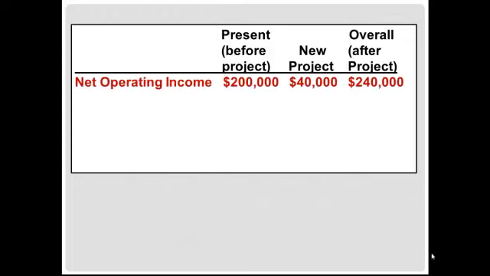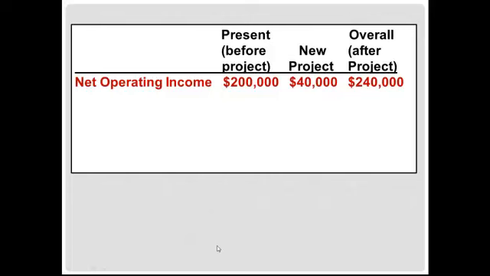Now let's look at residual income. Let's determine how the investment would affect the division's residual income and compute residual income at the present, then the residual income of the new project, and then overall after the project is invested in. So for residual income, we're going to start with the net operating income. You can look back in your notes and you'll see that the division's income was $200,000 and the new project will bring in $40,000 more. So overall the income for the division would be $240,000.